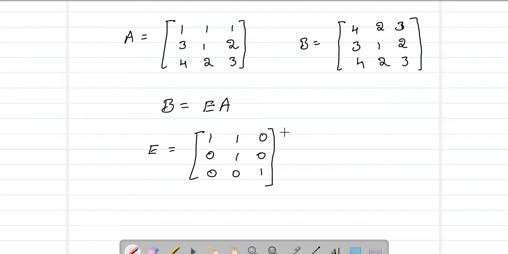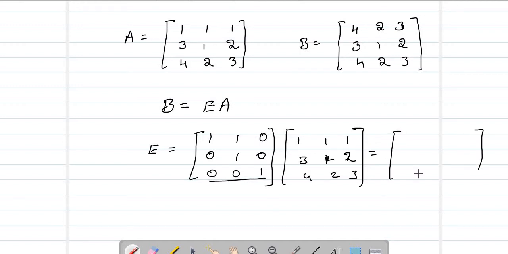See here, when you multiply E with A, the third row of E is (0, 0, 1). So after multiplication, the third row remains the same, because 0 times the first row plus 0 times the second row plus 1 times the third row. There is no change. Similarly, the second row is (0, 1, 0), so in place of the second row you'll get the second row of A only, because 0 times first row plus 1 times second row plus 0 times third row. So I get (3, 1, 2).